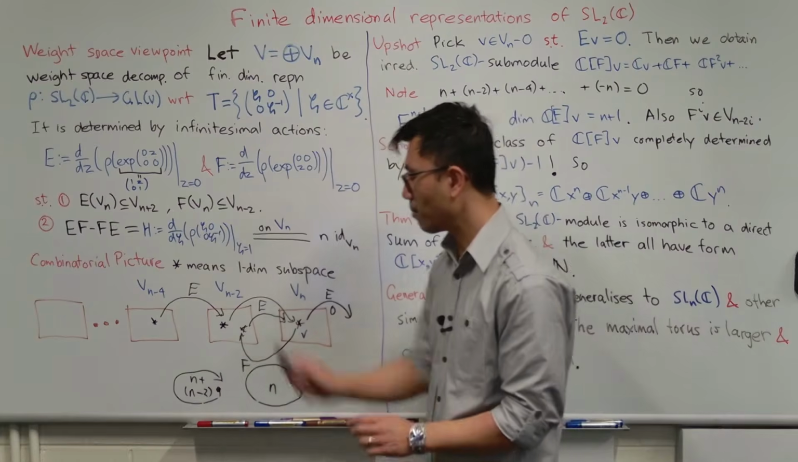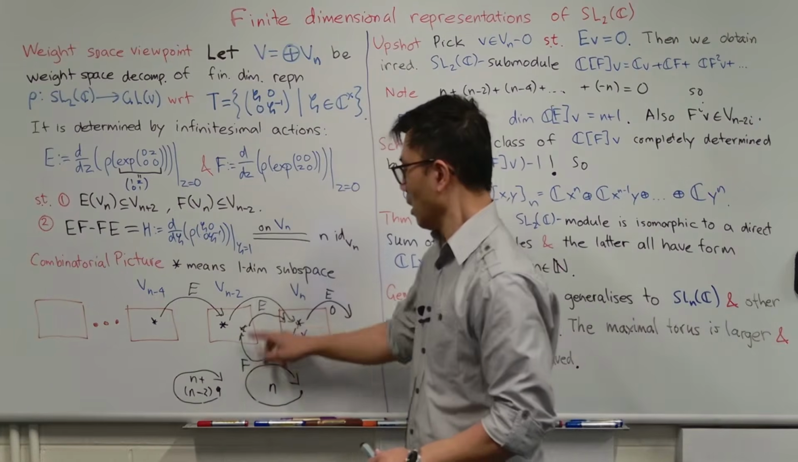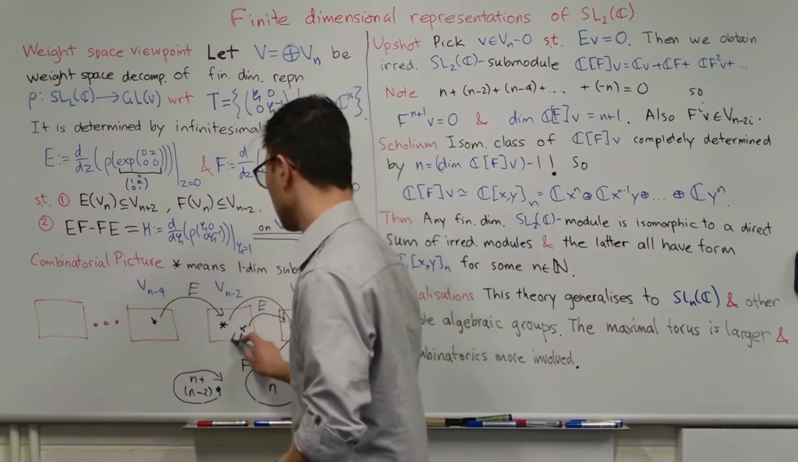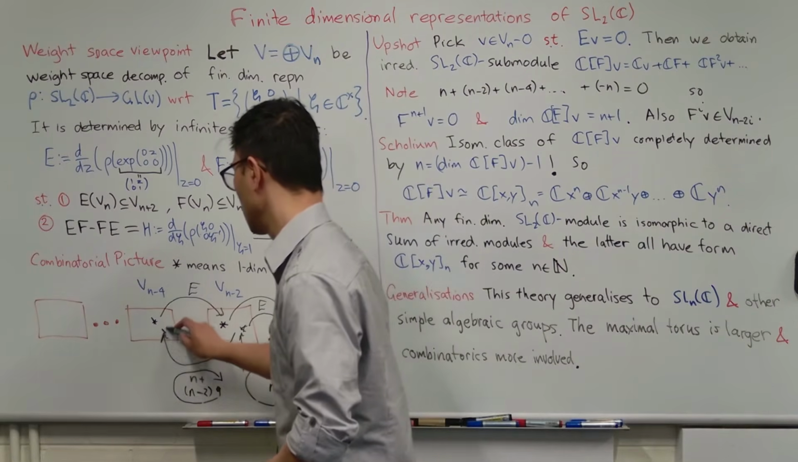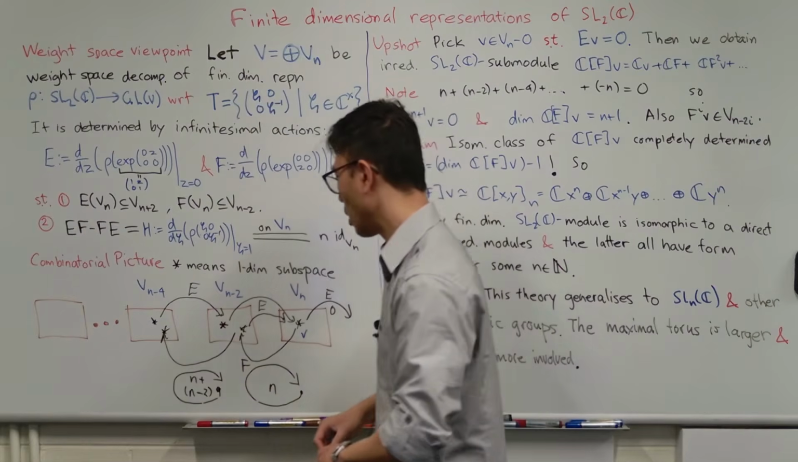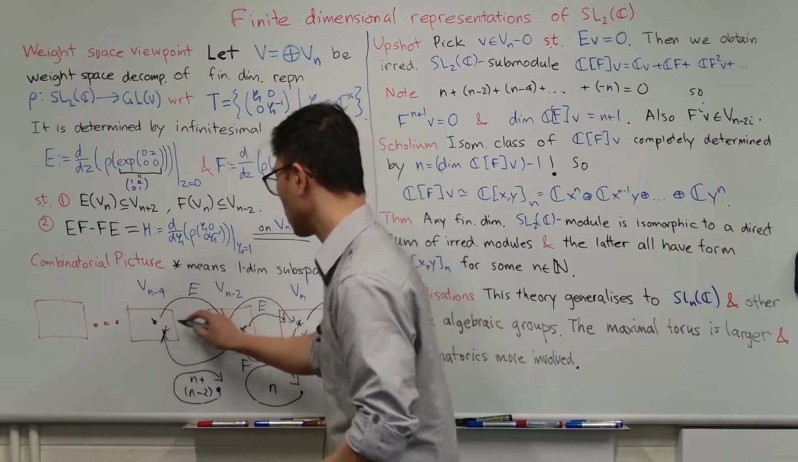Well, let's do the same thing and multiply by another F here. And then you can also go ahead and multiply by E.